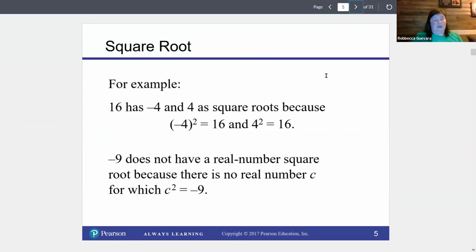For example, 16 has -4 and 4 as its square roots, because -4 squared is 16 and +4 squared is 16. -9 does not have any real number square roots because there is no number C for which C squared equals -9.